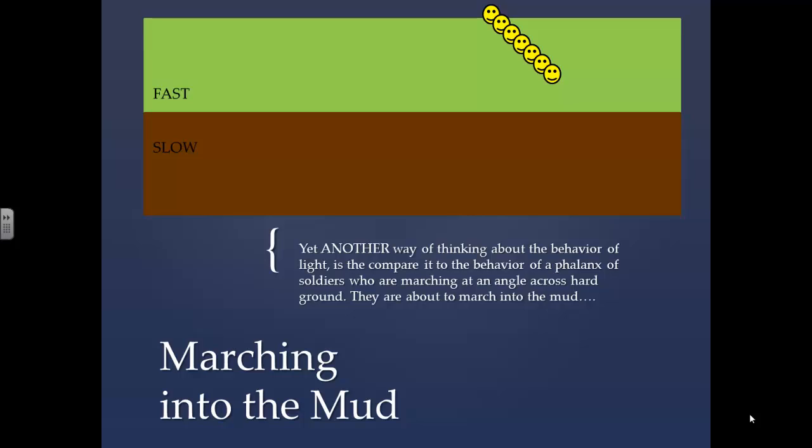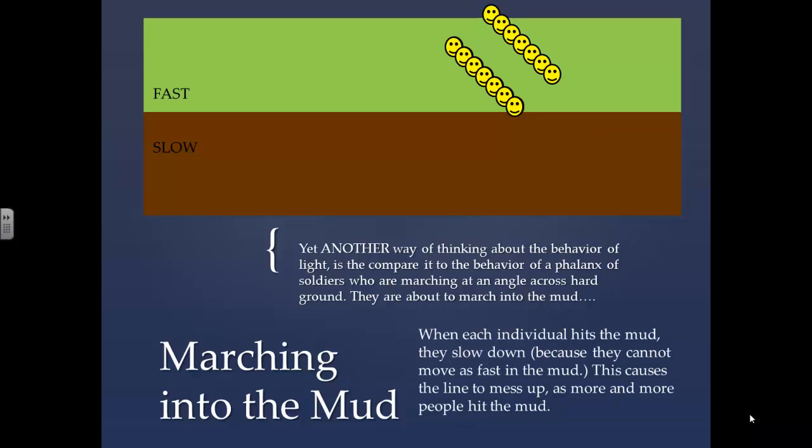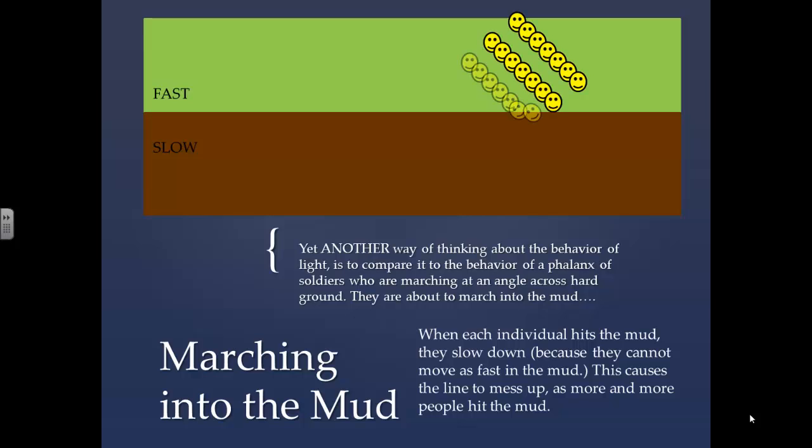Yet another way of thinking about the behavior of light is to compare it to the behavior of a phalanx of soldiers who are marching at an angle across hard ground. They are about to march into the mud. When each individual hits the mud, they slow down because they cannot move as fast in the mud. This causes the line to mess up as more and more people hit the mud.